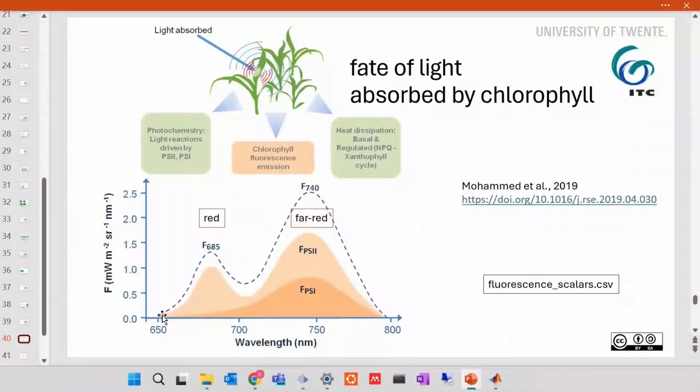And usually it's emitted in the red and far-red ranges. As you see, to the sensor, far-red fluorescence makes the most, but still the signal is very low. It's in the order of 2.5 milliwatts per square meter per nanometer. The positions of these peaks and the height of these peaks are output in the fluorescence scalars file.